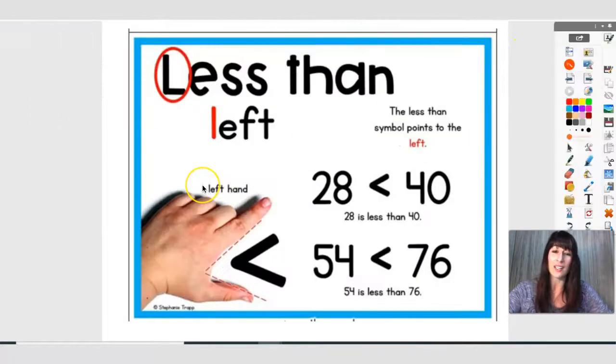And if it's less than, think of L for left. So this symbol will be facing this way for the number that is less. Less means left. So just think of that: the number on the side the symbol is facing this way has to be smaller, and the greater number over here has to be larger.